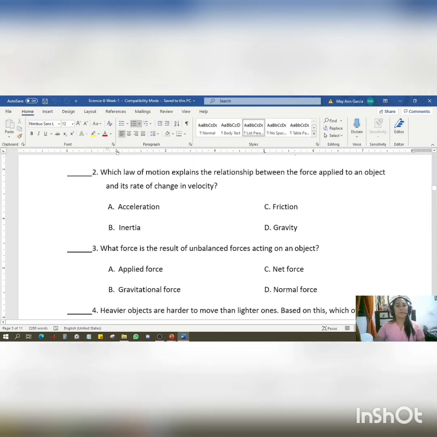Number 2. Which law of motion explains the relationship between the force applied to an object and its rate of change in velocity? Yes, that is correct also. Letter A, acceleration. Number 3. What force is the result of unbalanced forces acting on an object? That is right. Letter C, net force.